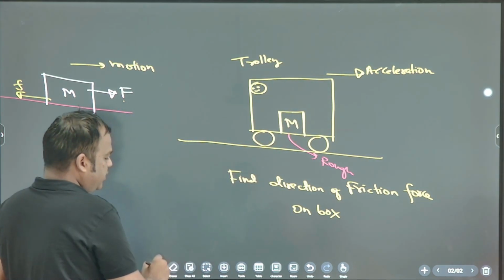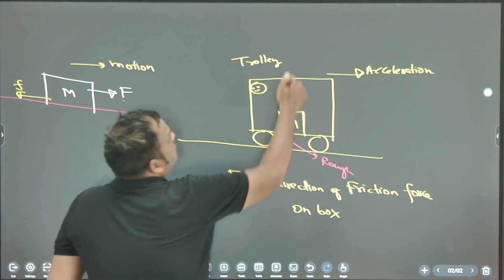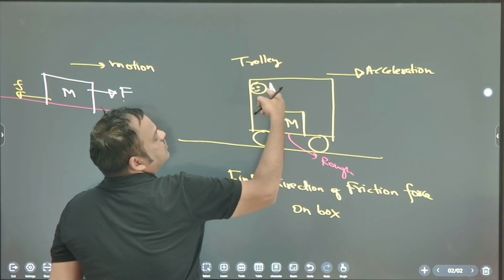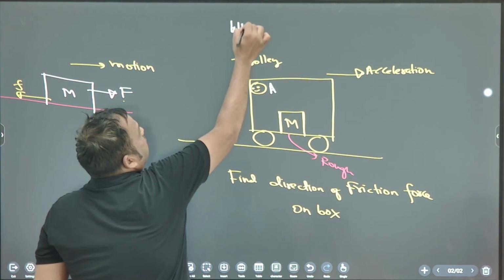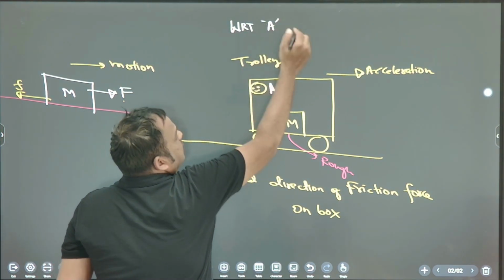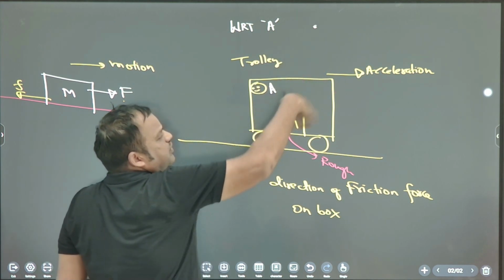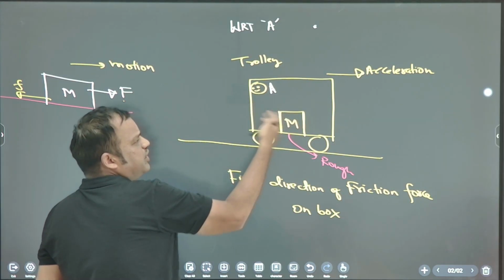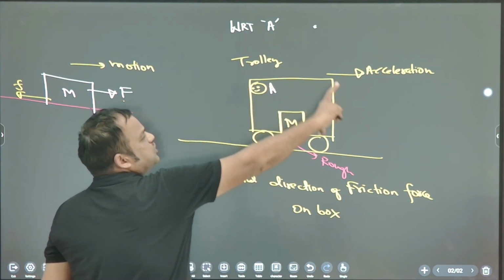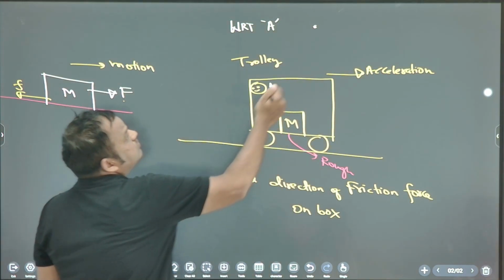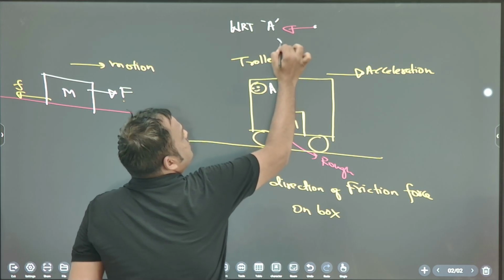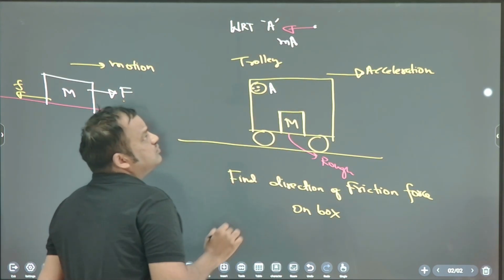So what is the free body diagram? Suppose this observer is A. With respect to observer A, what are the forces? Free body diagram. Acceleration of the truck is where? Right side. So pseudo force will be where? Left side. So pseudo force is equal to ma.